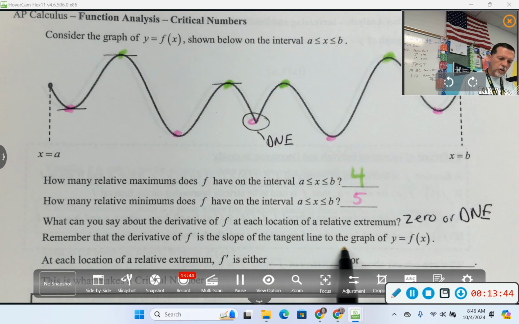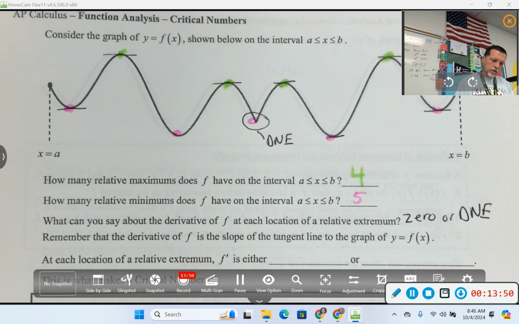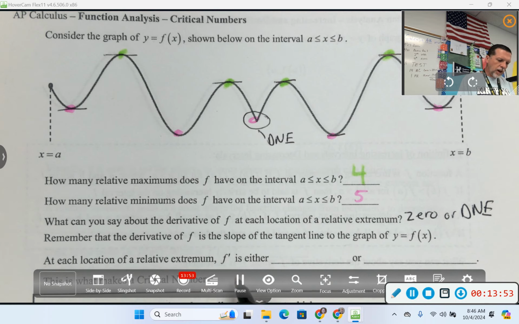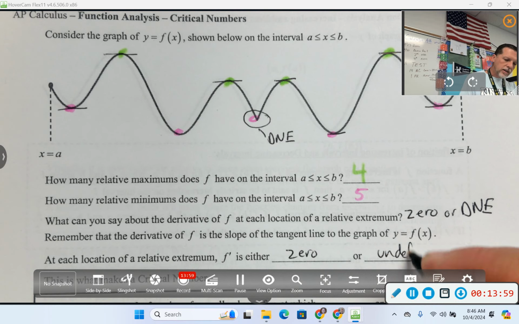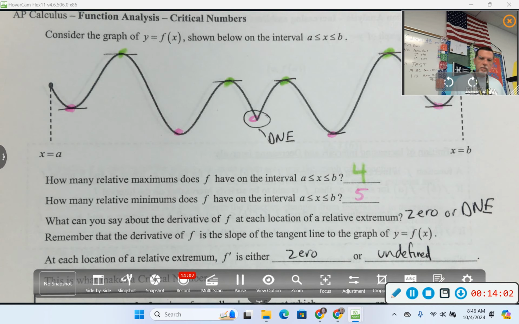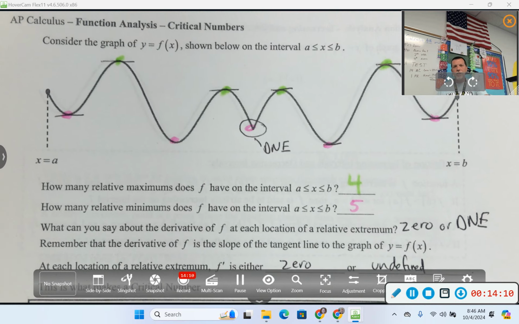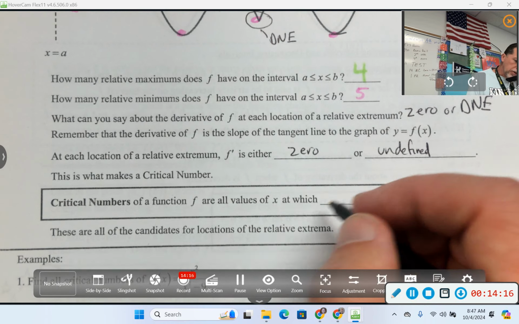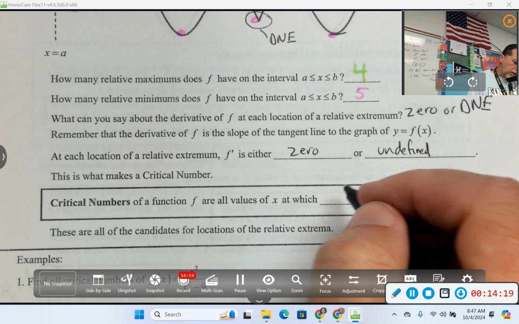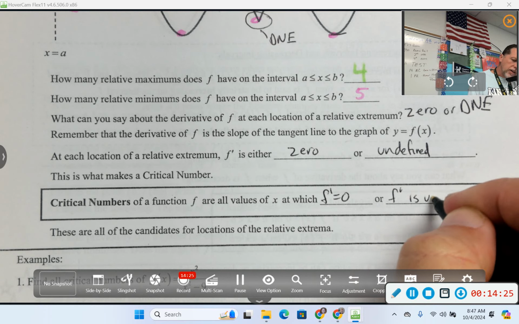Remember that the derivative is the slope of the tangent line. That's why I was drawing these little tangent line pieces, to see that our slope was zero. At each location of a relative extrema, f prime is either zero or undefined. And because those numbers are important to our graph, if we're talking about learning and analyzing a graph, we call those critical numbers. Critical numbers of a function are all values of x at which f prime equals zero or f prime is undefined.